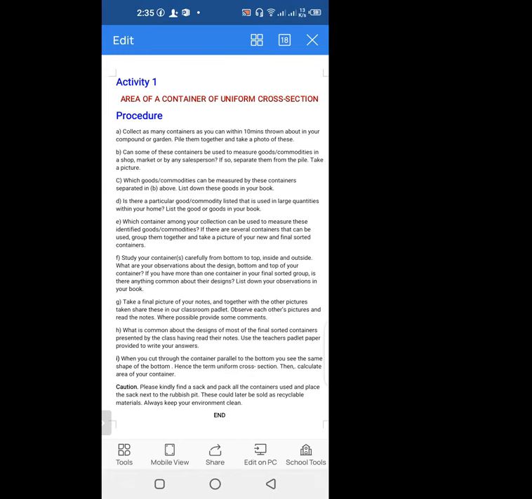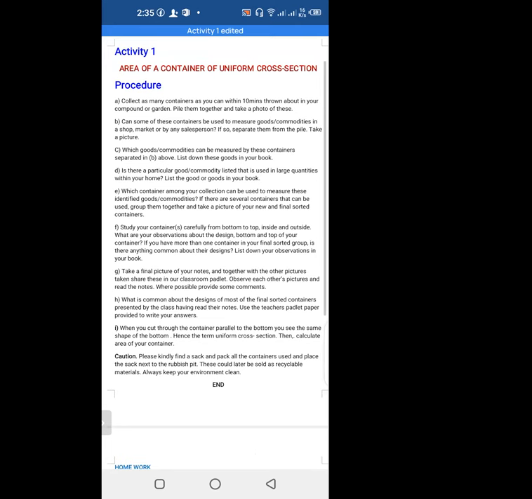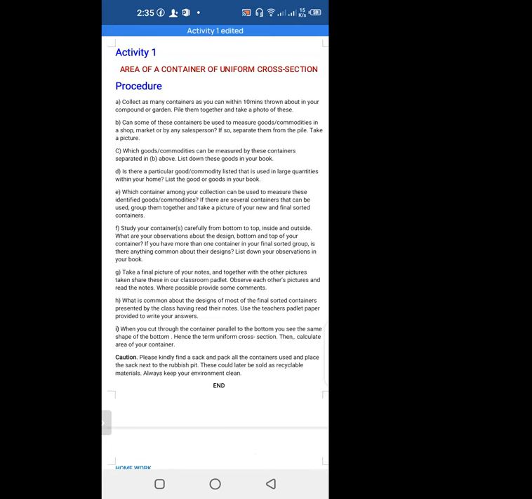Part C. Yes. Which good commodities can be measured by these containers separated in the above? List down the goods in your book. Okay. Thank you so much.